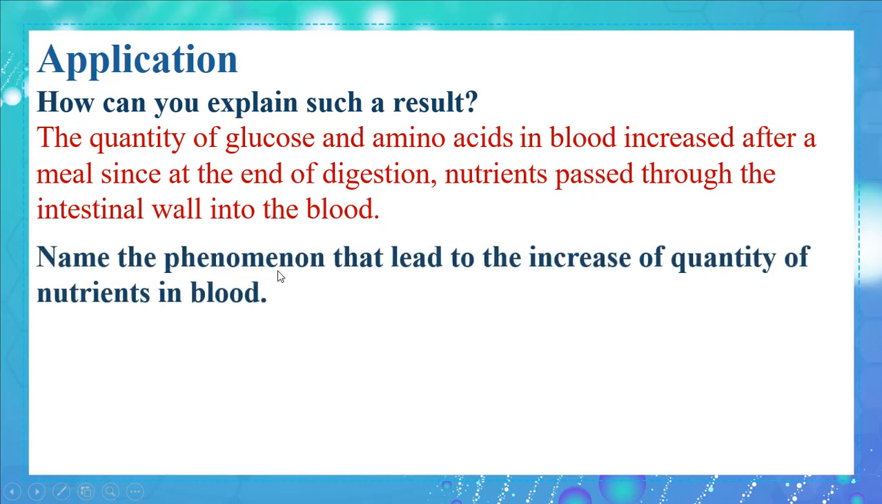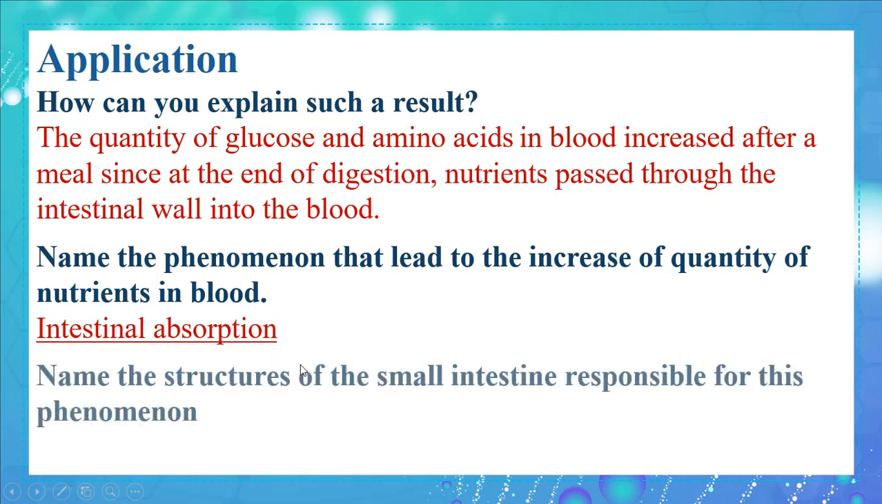Name the phenomenon that led to the increase of quantity of nutrients in blood. The phenomenon is intestinal absorption. Name the structures of the small intestine responsible for this phenomenon. The structures are the intestinal villi.